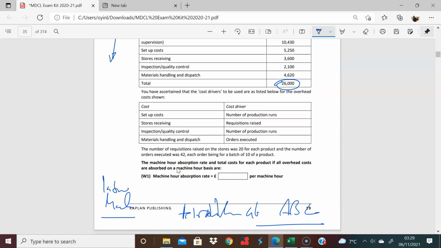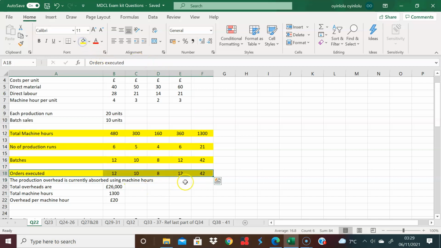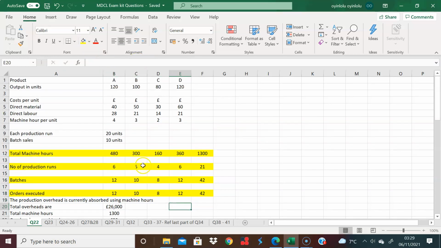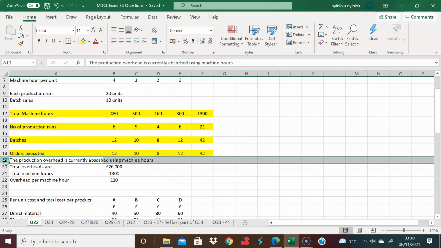And in terms of materials handling and dispatch, the number of orders executed were 42, each order being for a batch of 10 of a product. So you can naturally see that that plays out naturally here because you're selling 10, and so in the end, of course, you will end up executing sort of the same thing, wouldn't you? Anyway, let's focus on the traditional absorption costing first, because that's really the first point here.